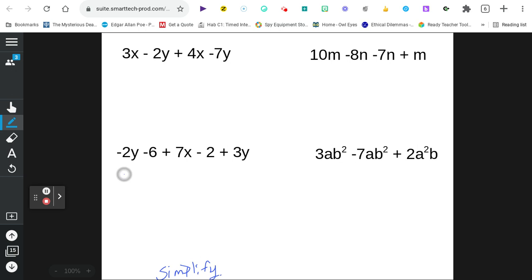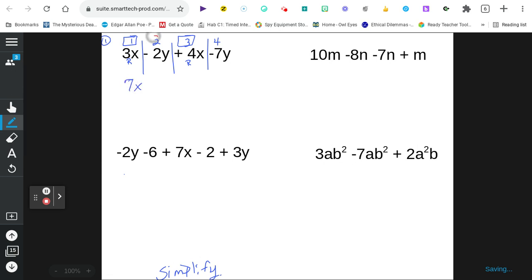All right, this is what you should have. Start off with number 1. That's the first term, second term, third term, and fourth term. I will tell you that term 1 matches term 3. Both of them go to the right. 3x plus 4x is simply 7x.